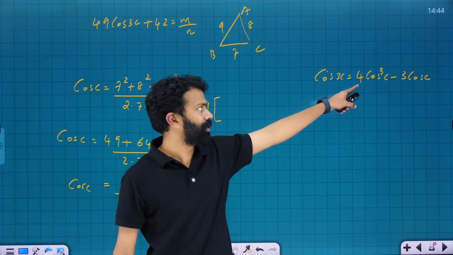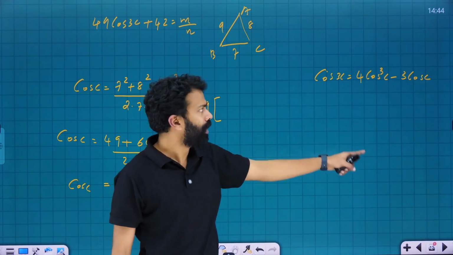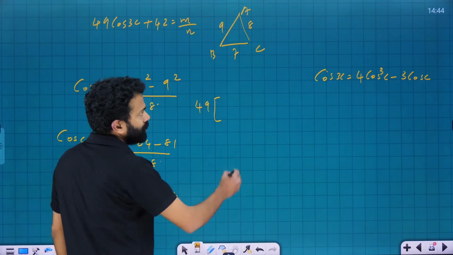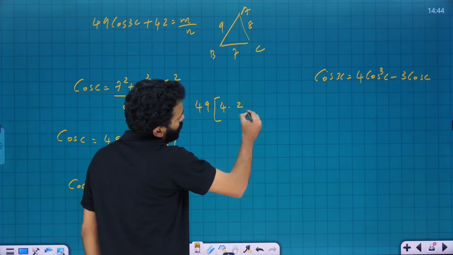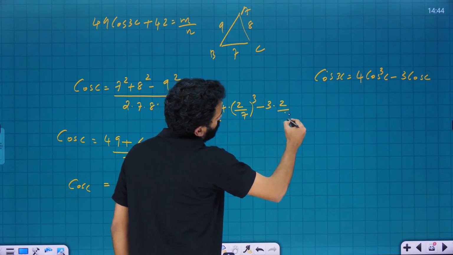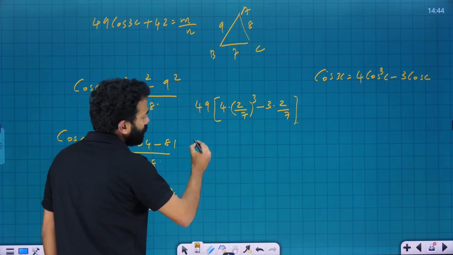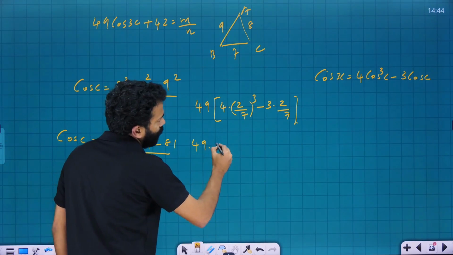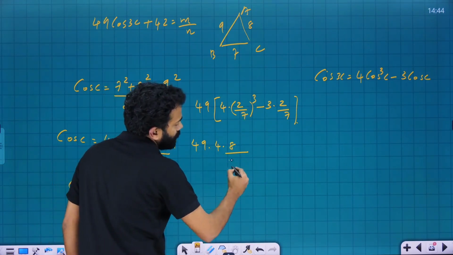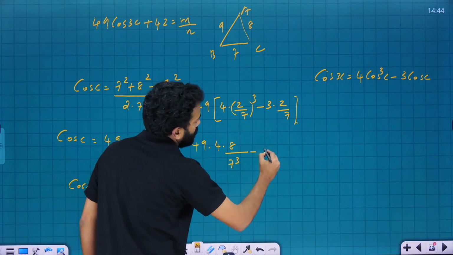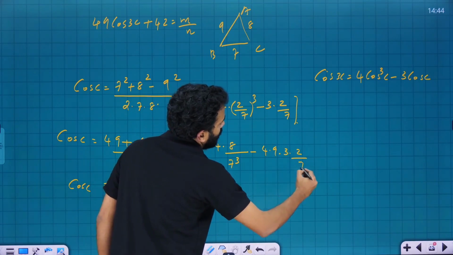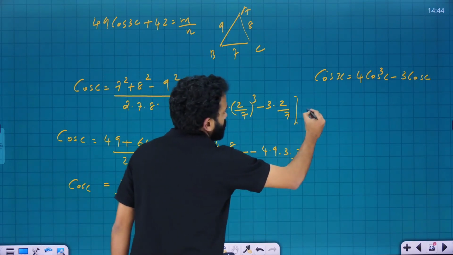What is the value of cos 3c? 4 cos cube c minus 3 cos c. And for cos c, I am substituting the value 2 by 7. And therefore, this becomes 4 into 2 by 7, the whole cube minus 3 into 2 by 7. This becomes 49 into 4 into, what is 2 cube? 8 divided by 7 cube minus 49 into 3 into 2 divided by 7. Plus 42 is also here.